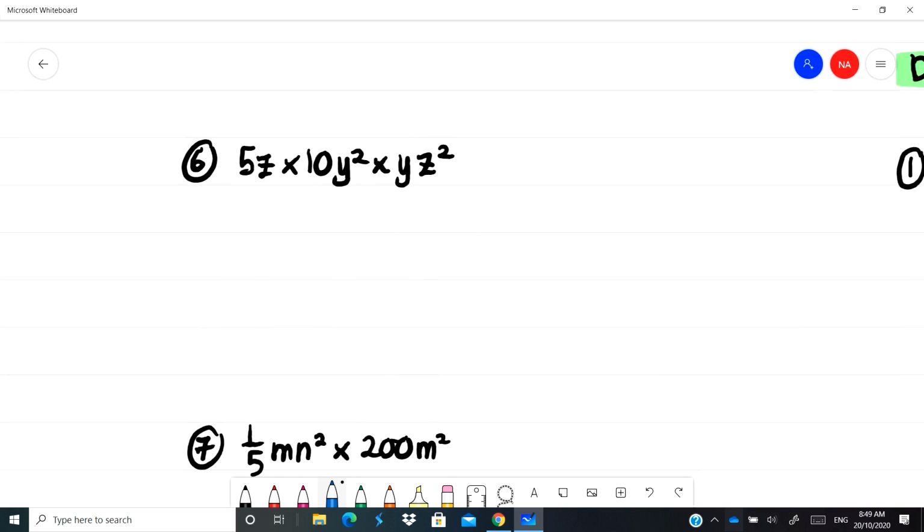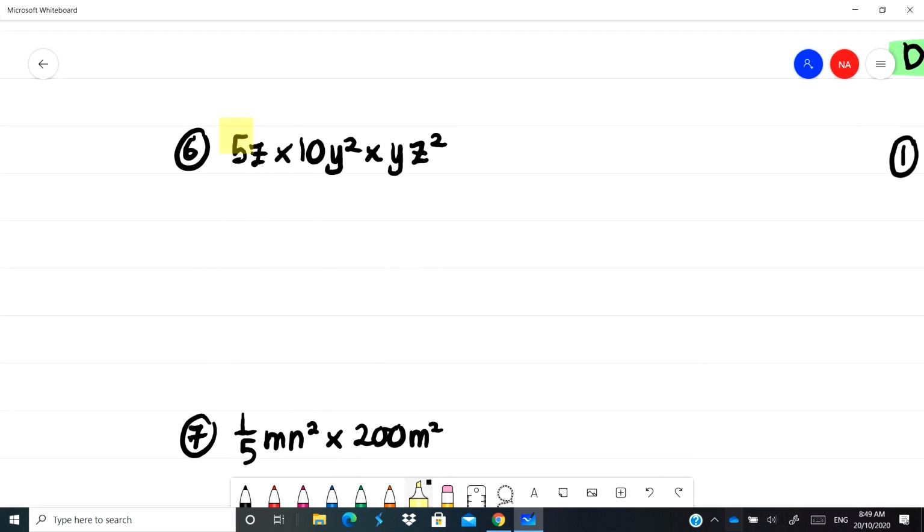Okay, number 6. Remember, put the number first. So 5 multiplied by 10. So in this case, darab nombor dahulu. 5 darab 10. Now I'm going to collect all this z. Katakanlah z. So z multiplied by z. And then we'll have z square. So multiply by z square. Now I'm going to collect y square. So y square together with this y. Rasanya dah tulis semua lah.